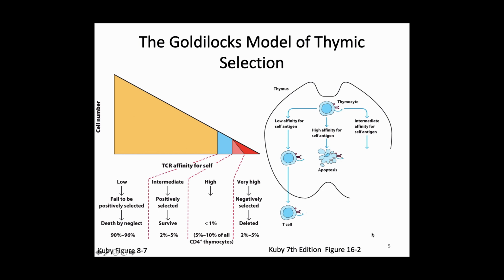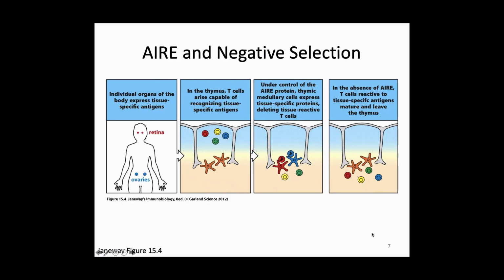Fortunately, it turns out that actually all antigens are present in the thymus. So basically, every gene in your genome is transcribed and translated in the thymus so that all self proteins are available as antigens for T cell testing in the thymus to do negative selection against all of those possible antigens.